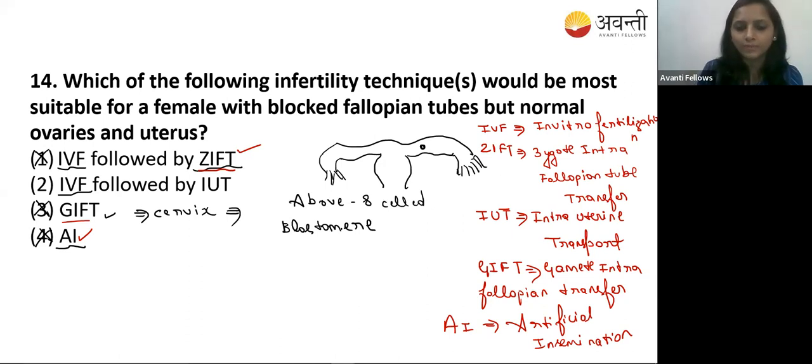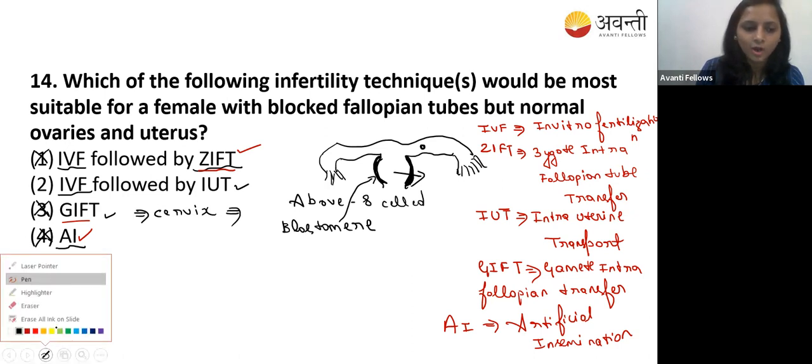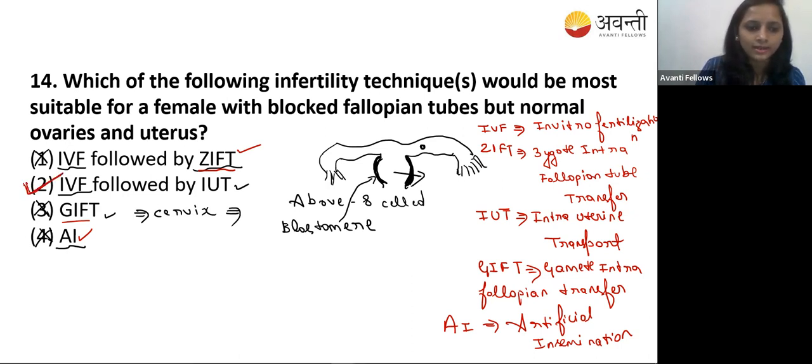So then what will happen? This blastomere, we will transfer into the uterine, right, guys? The development of the embryo will take place in the uterine. So we can do the IUT. For doing this IUT, we do not require any fallopian tube, right? So that is the reason we will do this IUT, and that is the reason option 2 is correct. We will do the IVF followed by the IUT, transferring into the uterine only.